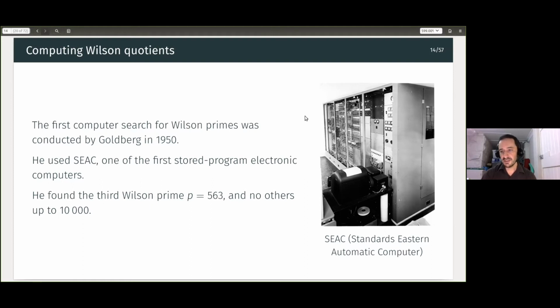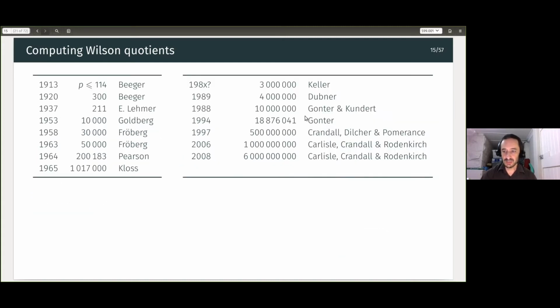So he went up to 10,000 on this machine, and he found the third Wilson prime, which happens to be 563. So here's a table of subsequent computations of Wilson primes that were done up to 2008. A few interesting points. First of all, this table does not seem to be monotonic. I've got this entry here. This is Emma Lehmer, and the reason is that she didn't make any mistakes. So I thought it was only fair to include that entry in the table.